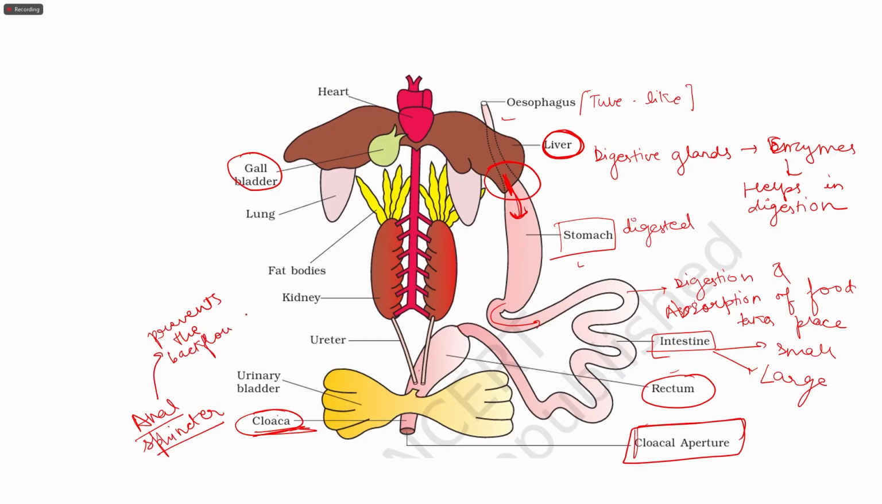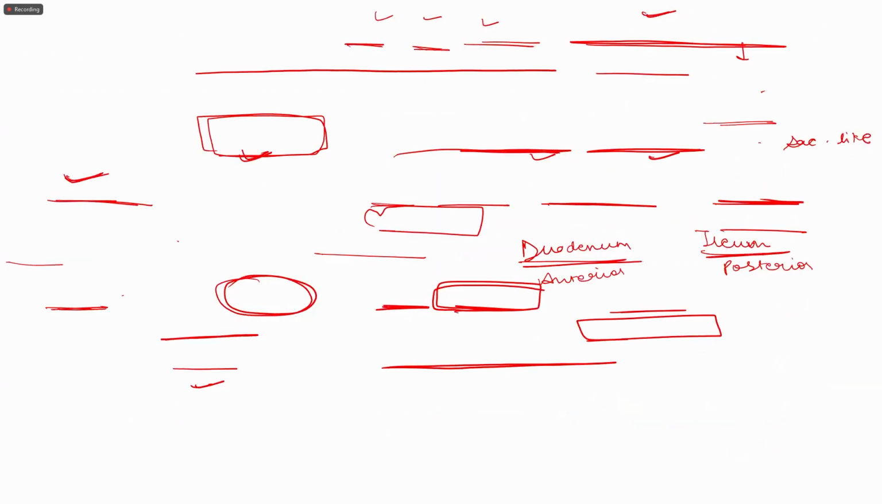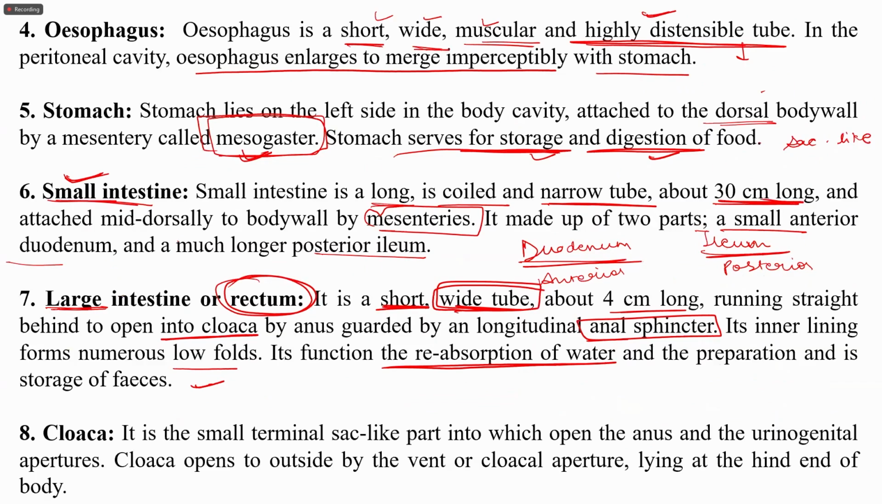of any digested material. And what is the function of this large intestine or rectum? It reabsorbs any essential water and minerals, and prepares and stores fecal matter. So here no digestion takes place, but the undigested food in the form of fecal matter is being prepared and the reabsorption happens. And finally, the undigested part is thrown out of the body with the help of the cloaca.